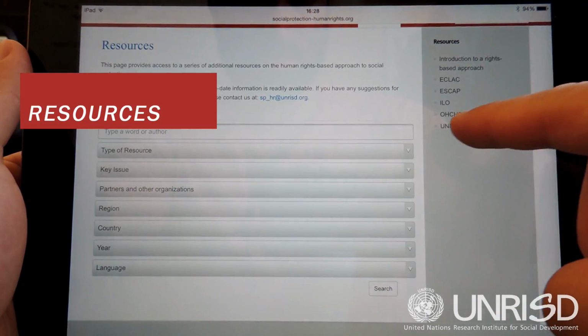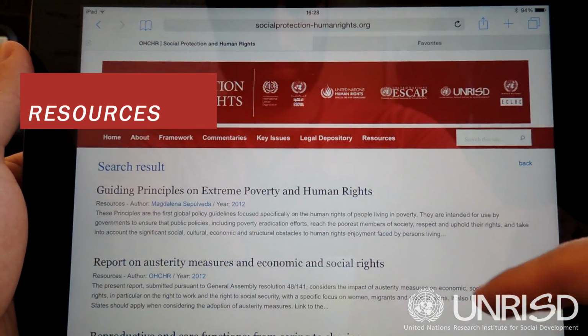So we have been able to identify critical materials, blogs, linked to other organizations that will help policymakers in getting additional information to understand a rights-based approach to social protection.